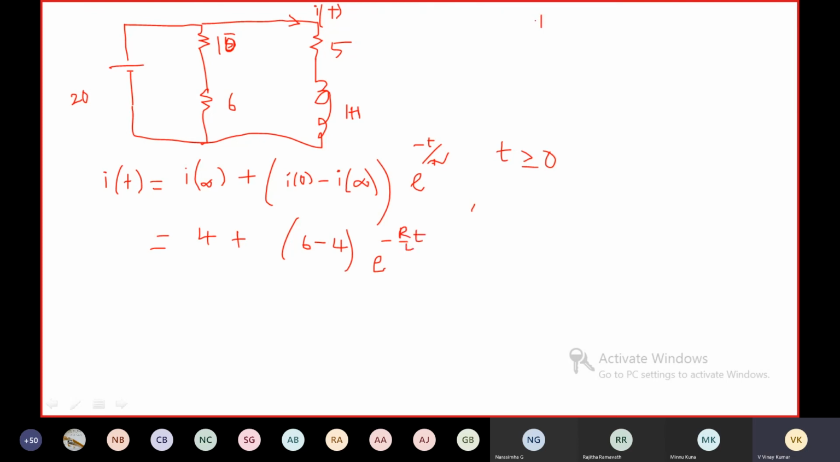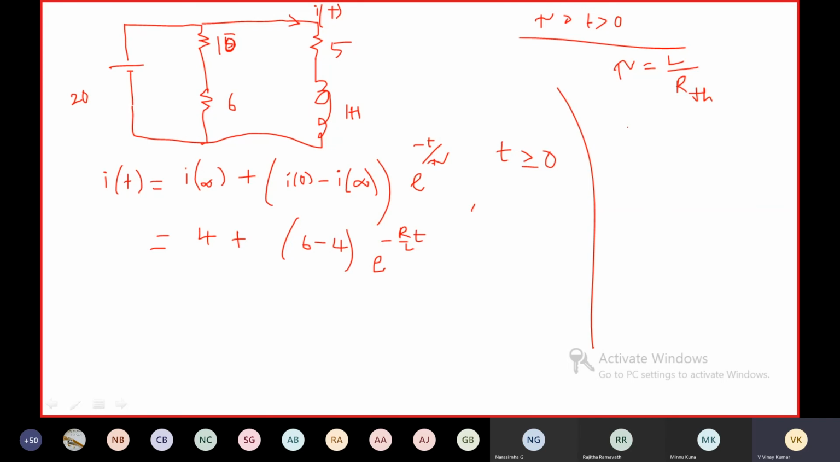Let us find tau for t greater than 0. What is tau for t greater than 0? Tau is equal to L by RTH, where RTH is the resistance between the terminals of the inductor. So what will be RTH?